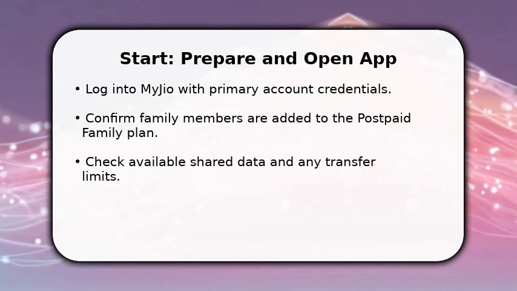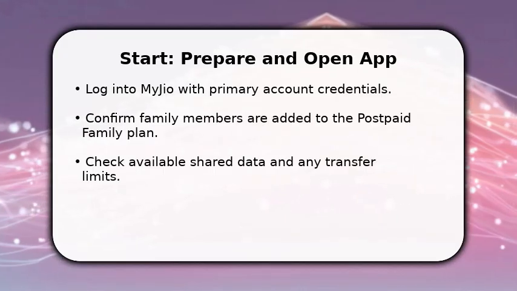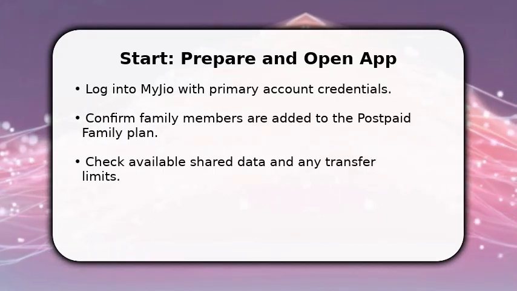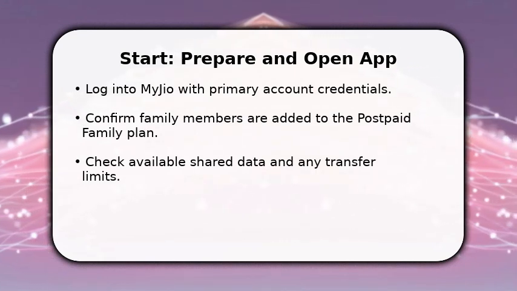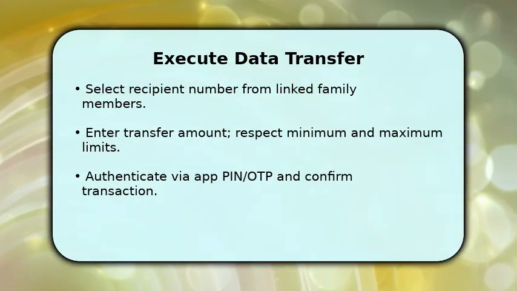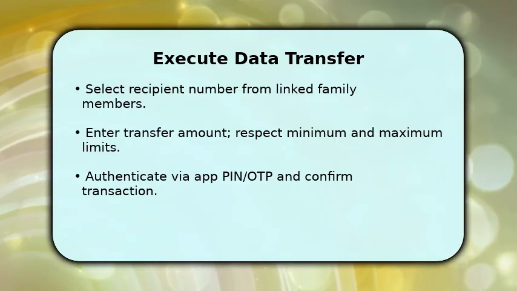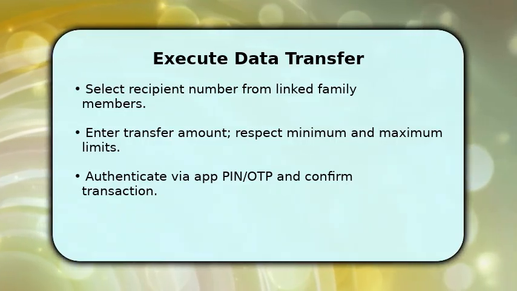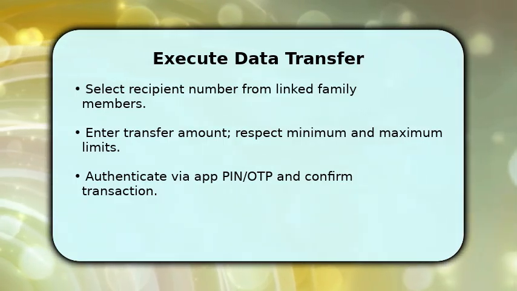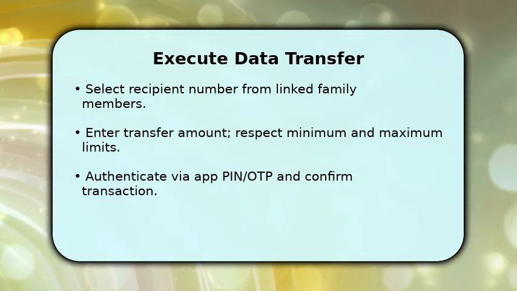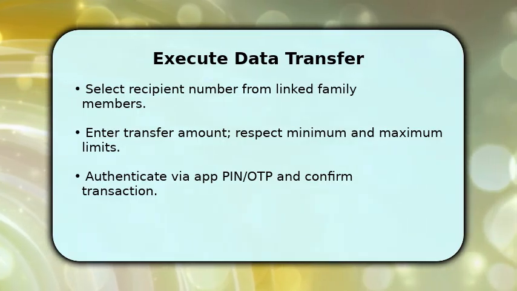This gets you ready to perform the transfer without interruptions and prevents failed transactions due to insufficient balance or missing member linkage. You now select the target family member from the linked list and enter the precise MB/GB amount to send. Once chosen, review minimum and maximum per transaction limits shown on screen. After verifying the recipient and amount, initiate the transfer.